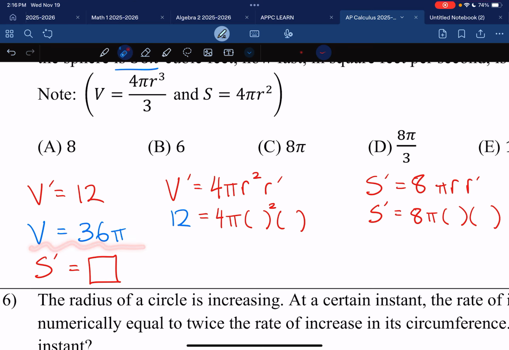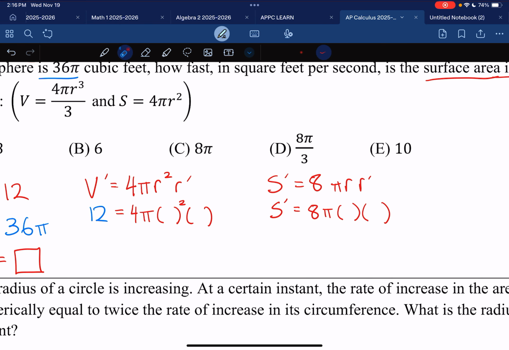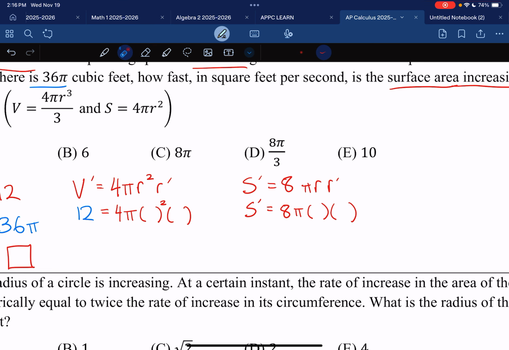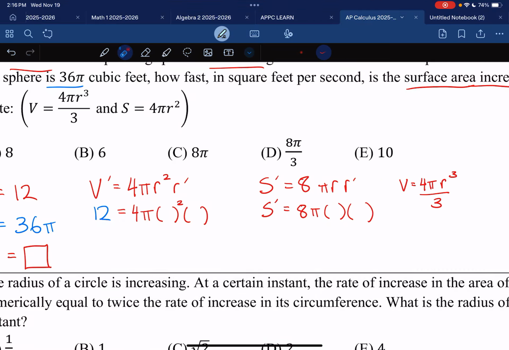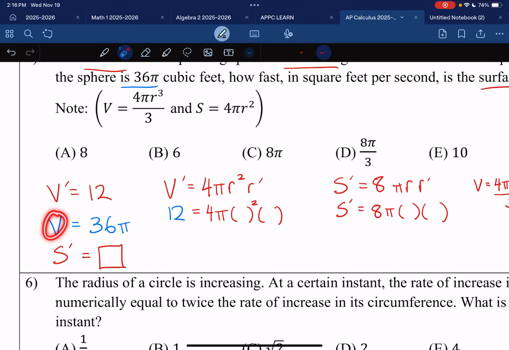The fact that V is equal to 36π. So let's go ahead and just rewrite my equation for V down and see what happens. Let's zoom out just enough where we can write and see the formula. Volume is equal to 4π r to the power of 3 all over 3. And I happen to know, hey look, volume is equal to 36π, which means this volume is 36π.